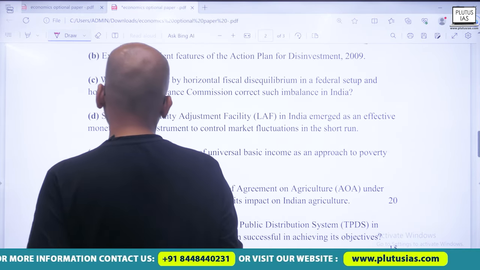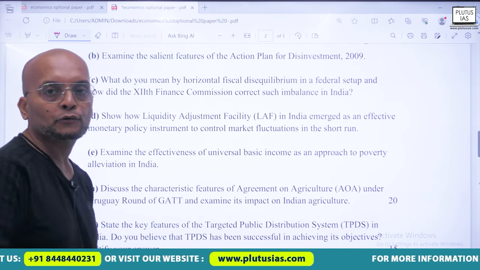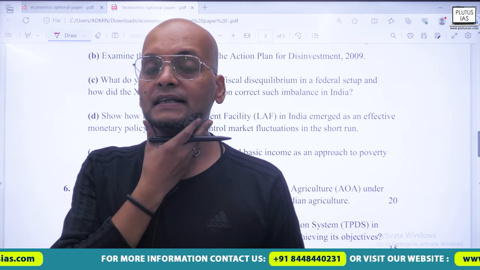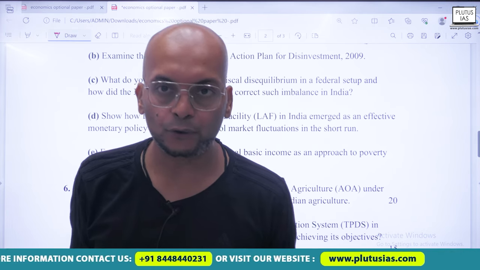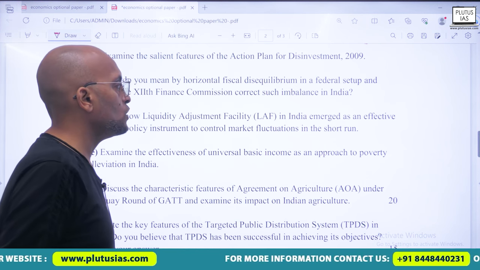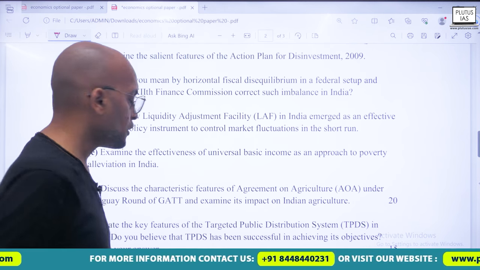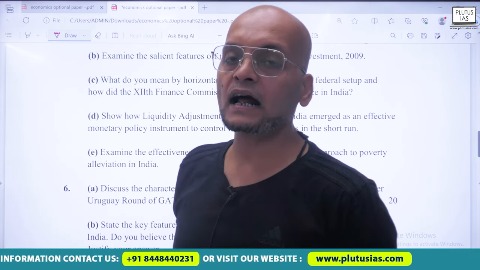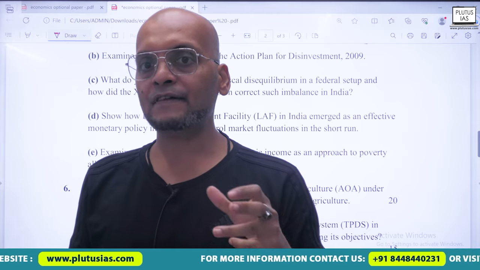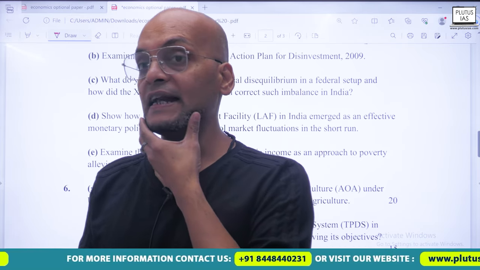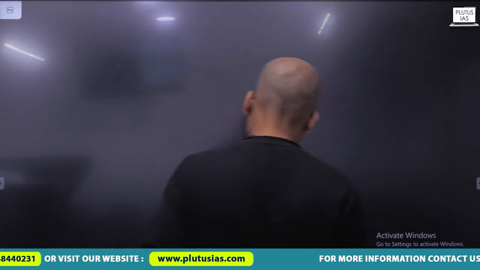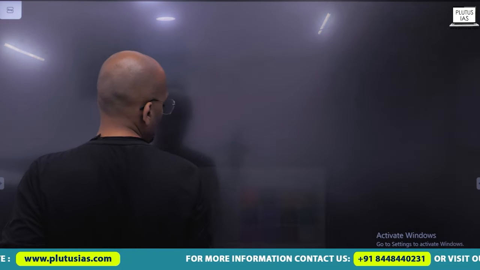D part, it is saying show how LAF, that is liquidity adjustment facility, now what is LAF? The CRR, SLR, right? These are the tools of central bank. In India, it emerged as an effective monetary policy instrument to control market fluctuations in the short run. So it is asking you how CRR and SLR emerged as an important tool by which central bank can coordinate or control the market fluctuations. So a bit of introduction of LAF, and then you can illustrate its effectiveness by the several aspects.